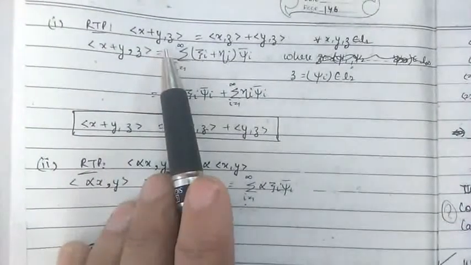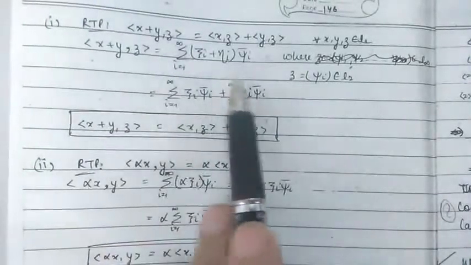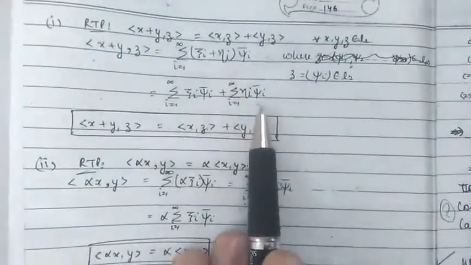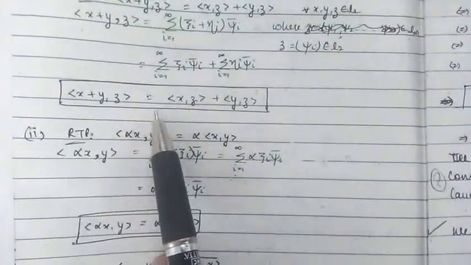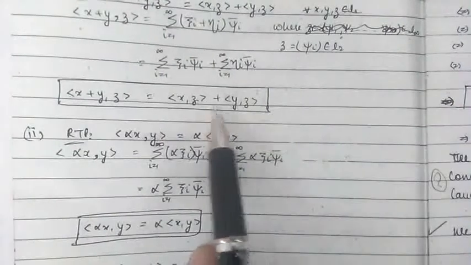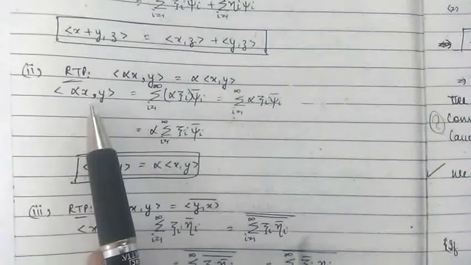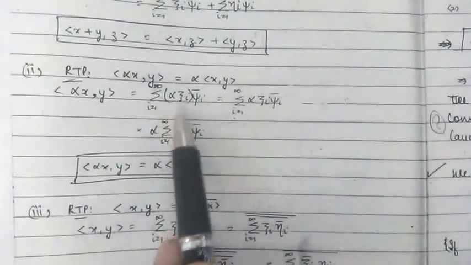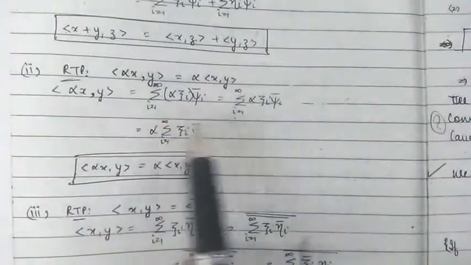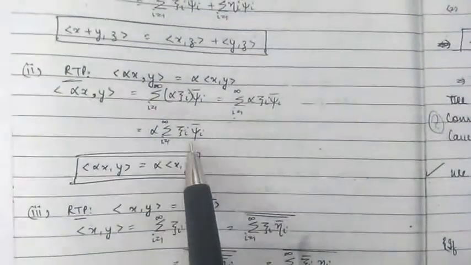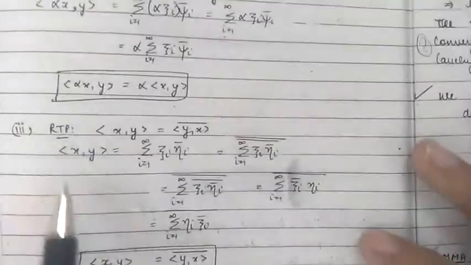Inner product of X plus Y with Z. So inner product of X plus Y with Z, use the definition of inner product and separate the summations here. You will again get inner product of X plus Y with Z will be same as inner product of X with Z plus inner product of Y with Z. Second property, inner product of alpha X with Y. Now these are the coordinates alpha X, and coordinates of Y are eta i. So by using the definition and taking alpha outside of the summation, this term will become inner product of X with Y. Next, conjugate symmetry.